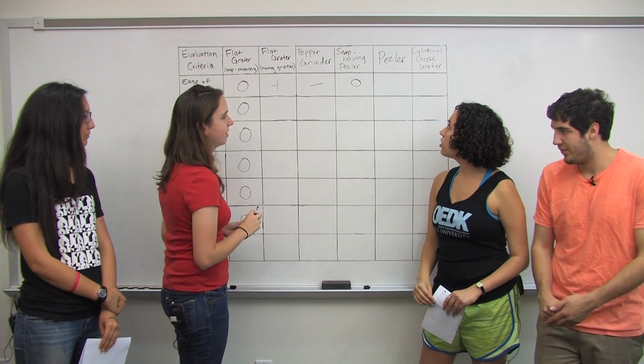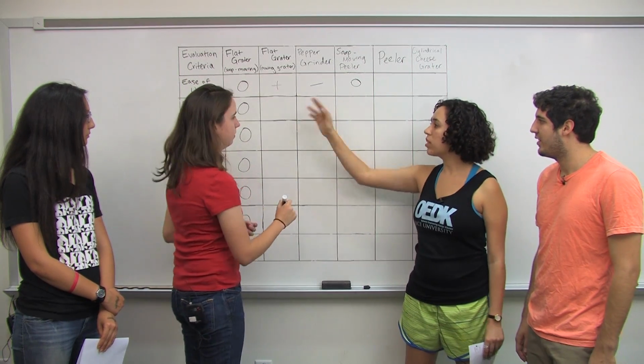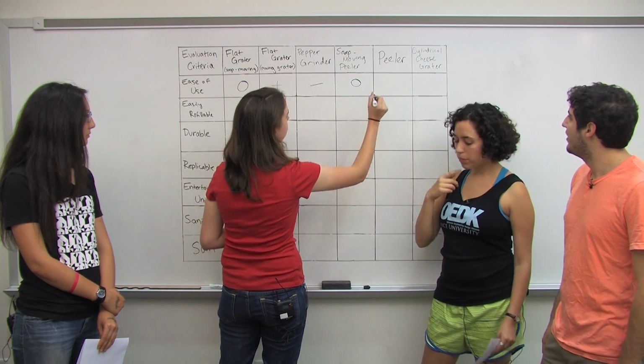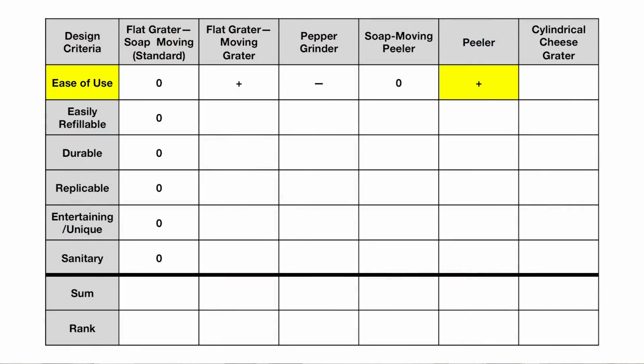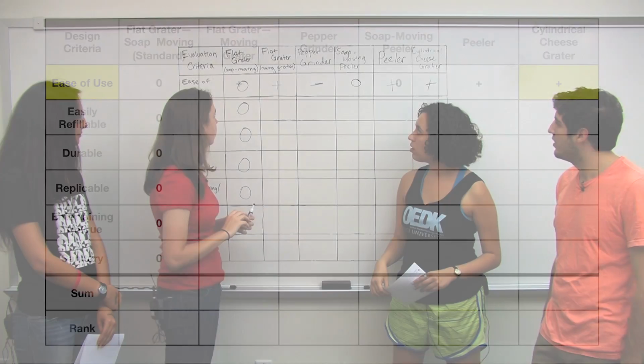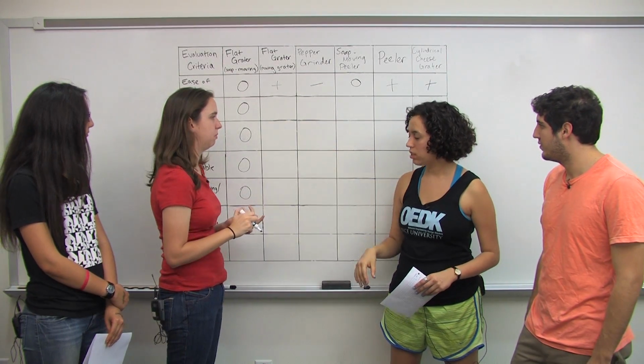Yeah. So I think the peeler personally would be easier. Okay. And then the cylindrical cheese grater I think would be easier to use since it would just be a crank. Easily refillable, I guess. How do you feel? I think it would be about the same. Yeah.